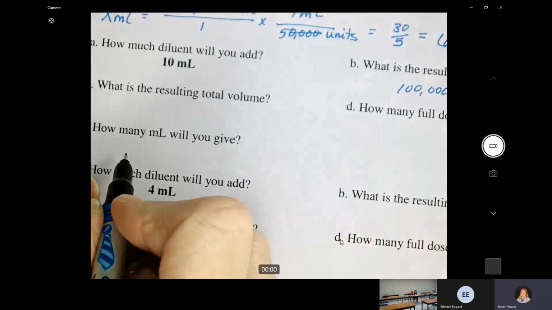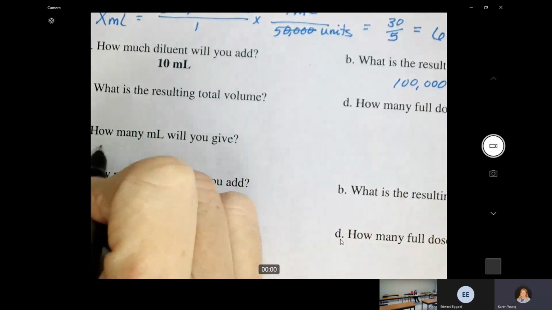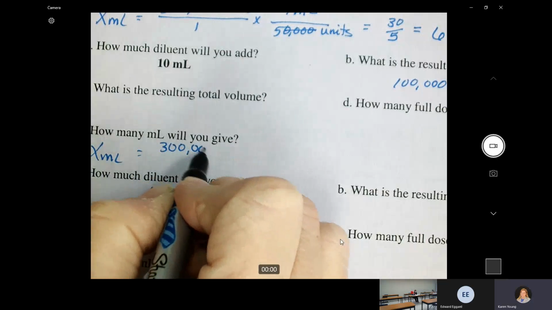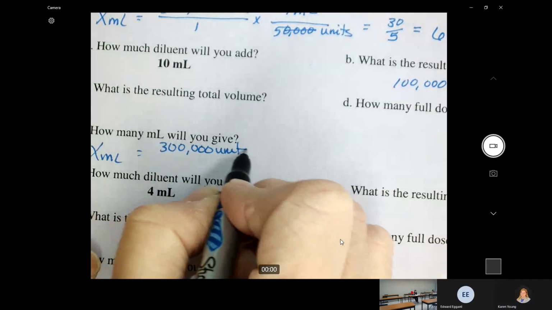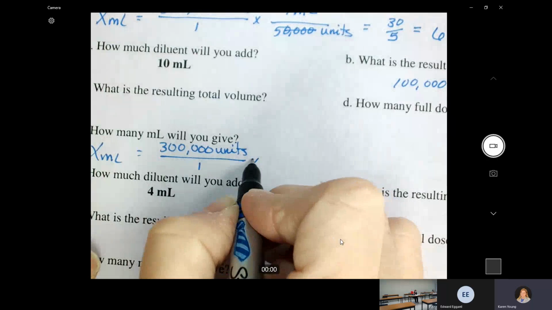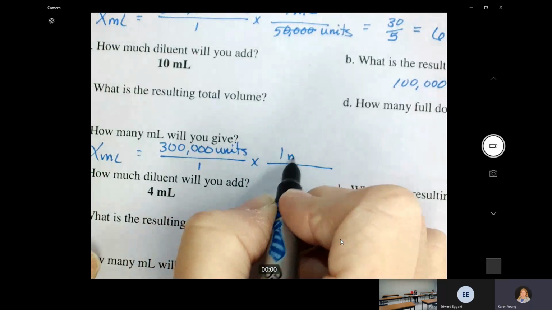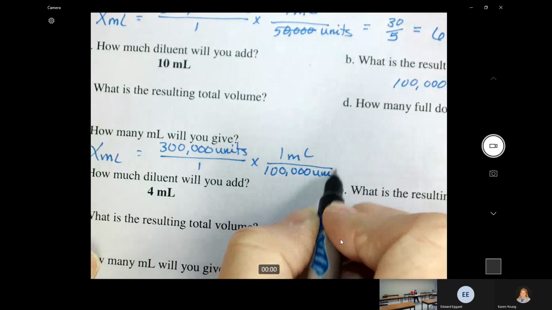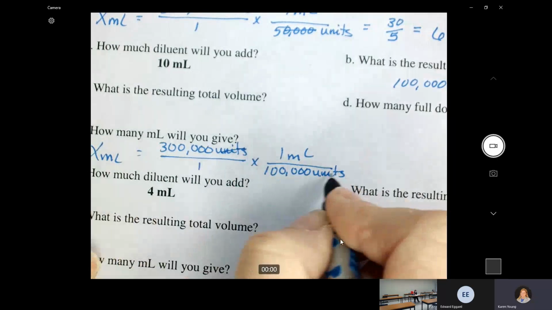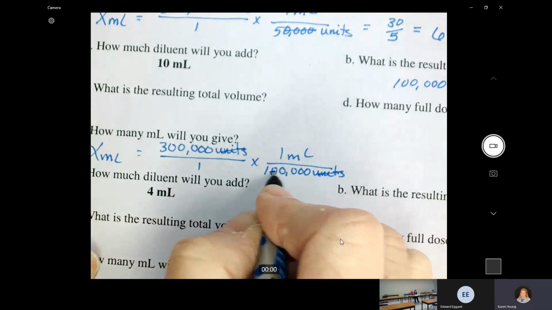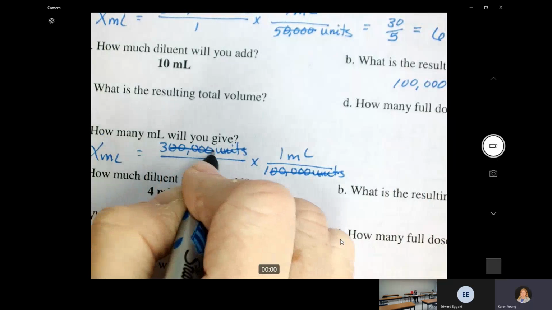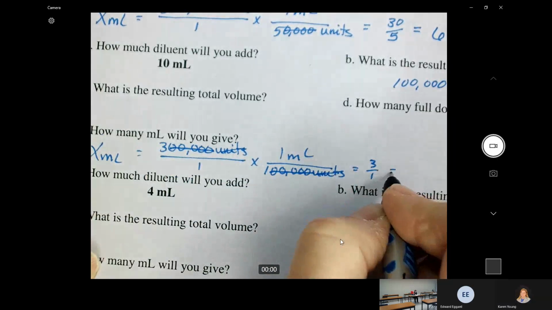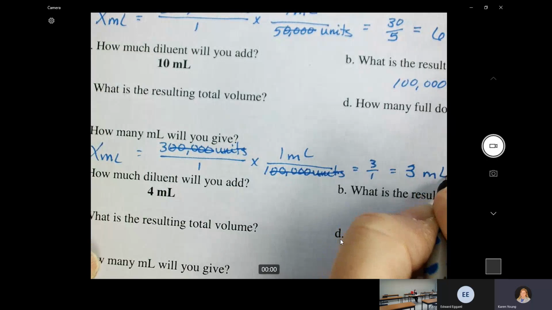How many milliliters am I going to give? The doctor's order hasn't changed. It's still 300,000 units. My supply is 1 milliliter over 100,000 units. So my units cancel. I can cancel 5 zeros and 5 zeros. So now I have 3 over 1, and I'm going to give 3 milliliters.